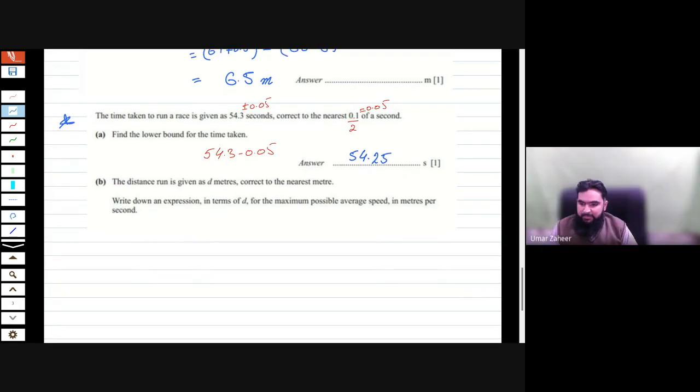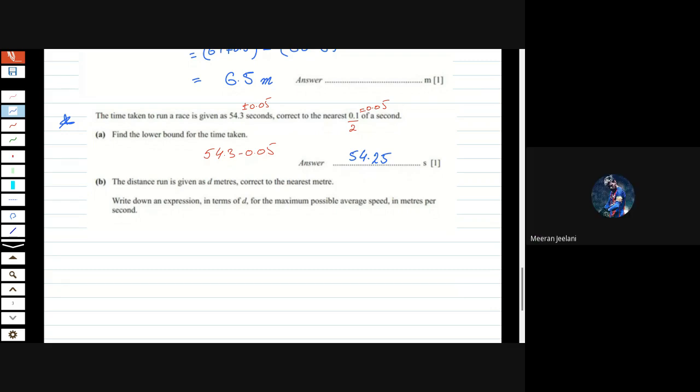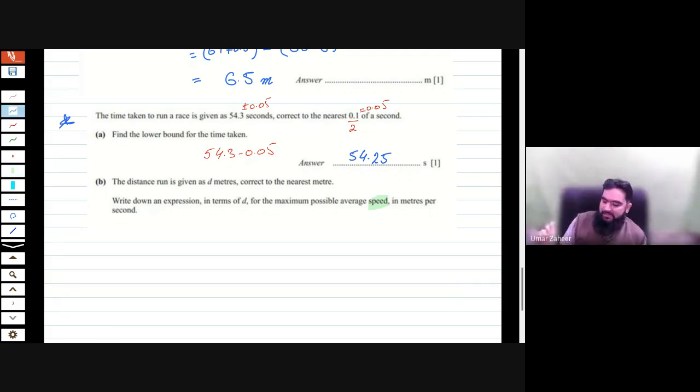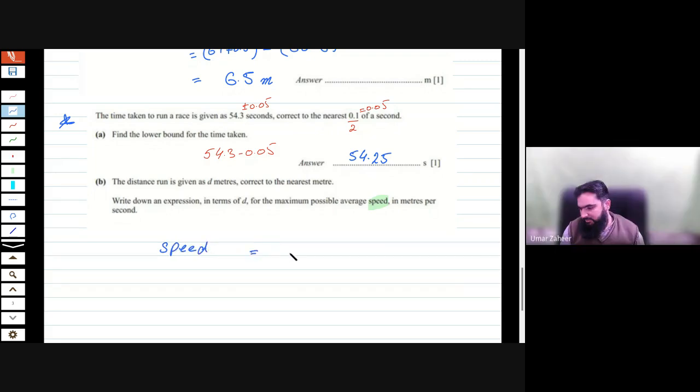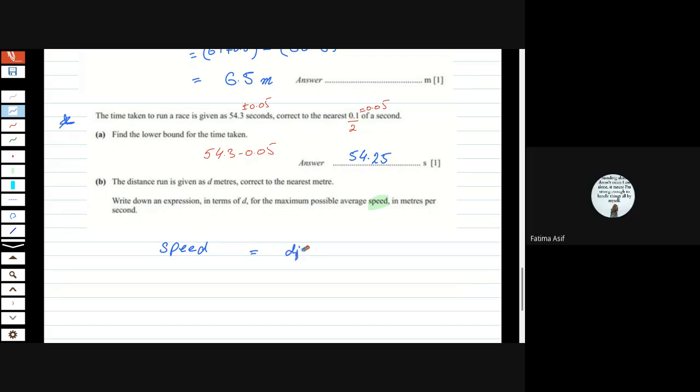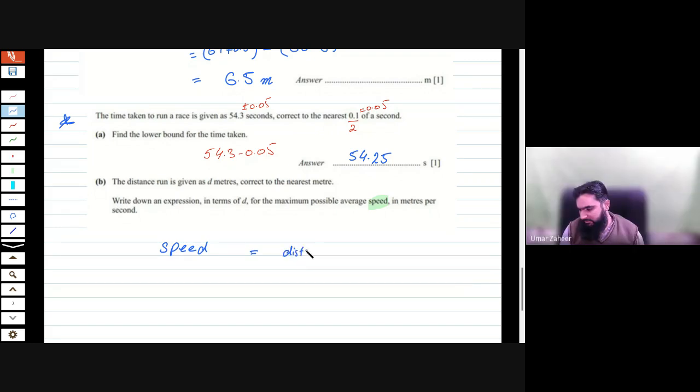Yes, Meran, please read the B part. The distance run is given as d meters, correct to the nearest meter. Write down an expression in terms of d for the maximum possible average speed in meters per second. Now, look here. This is a question from kinematics. Can anyone tell me what speed is equal to? Distance divided by time.